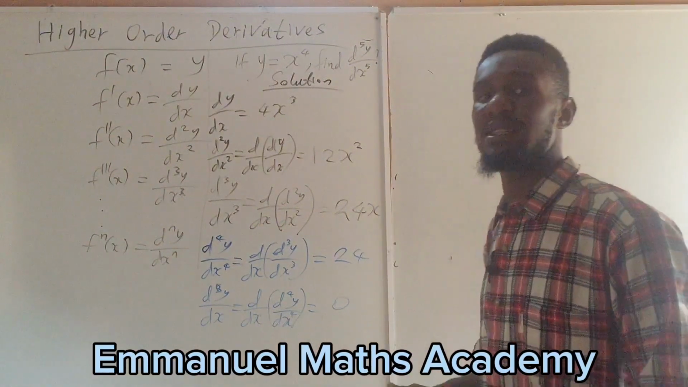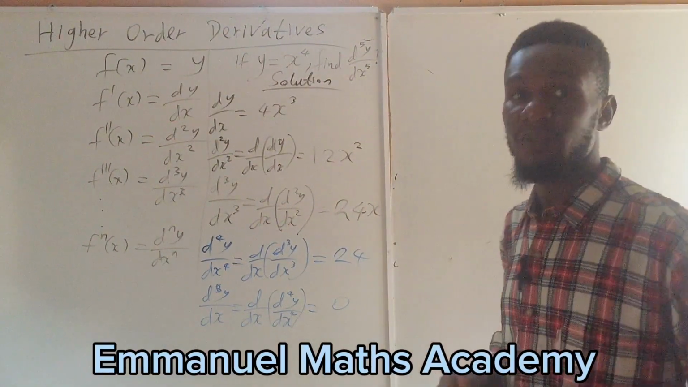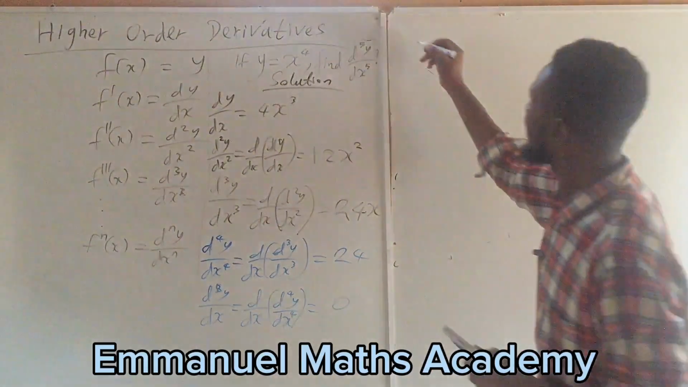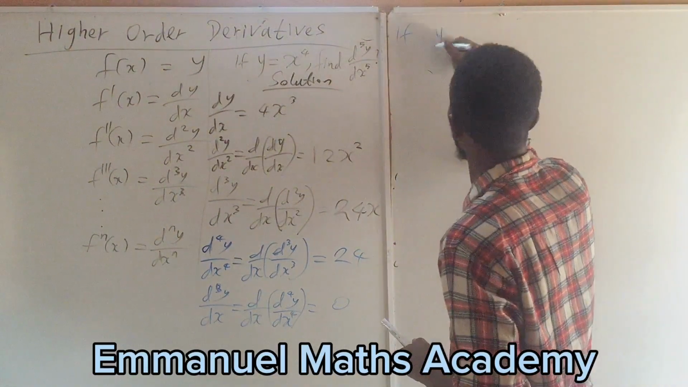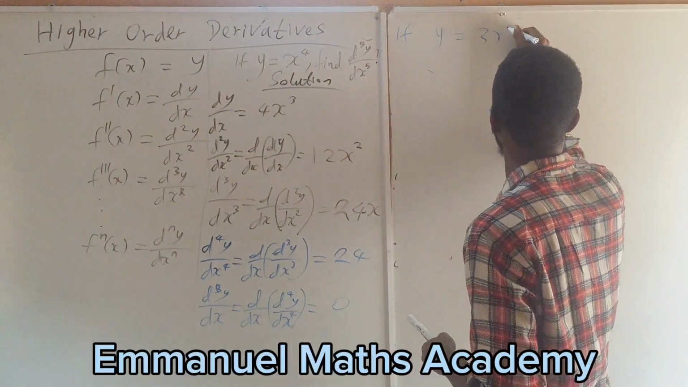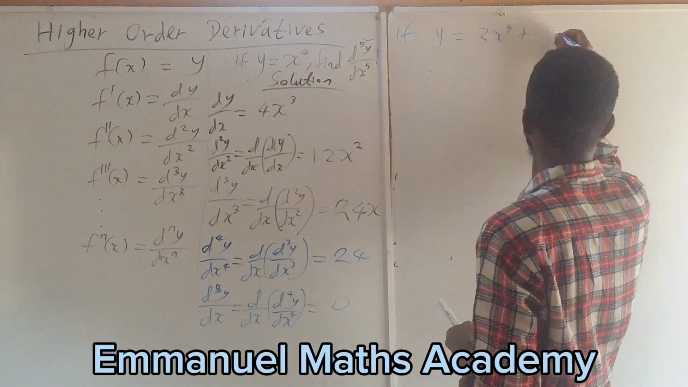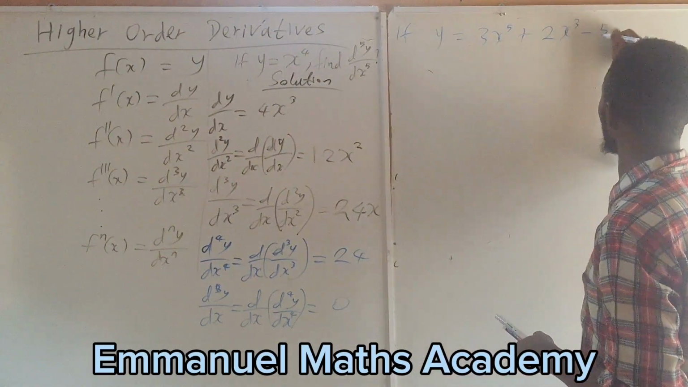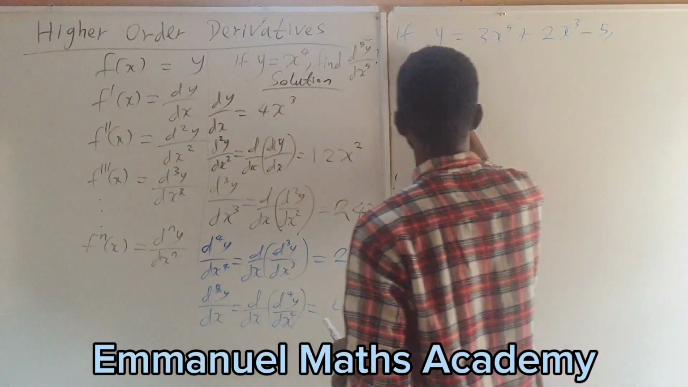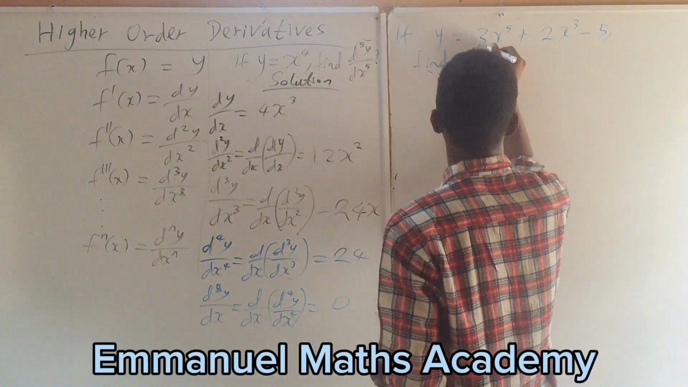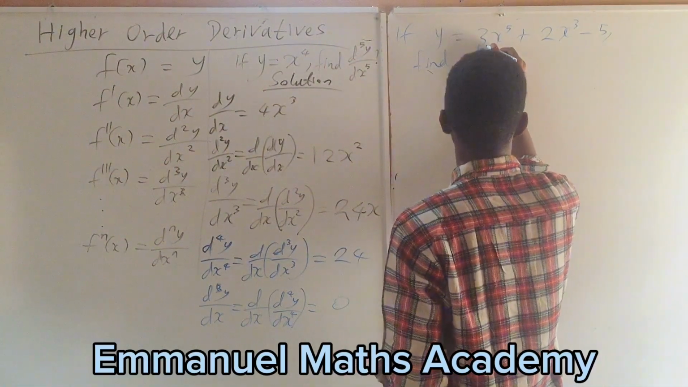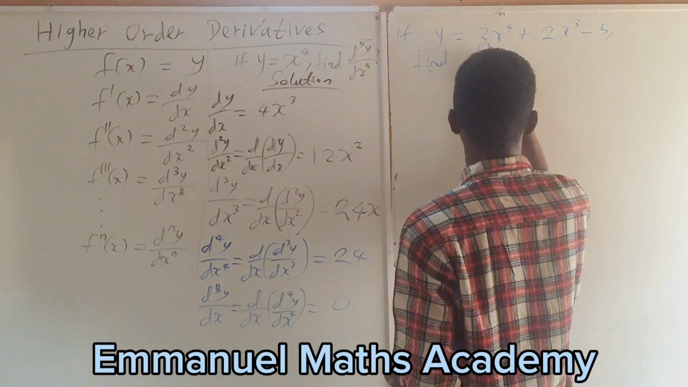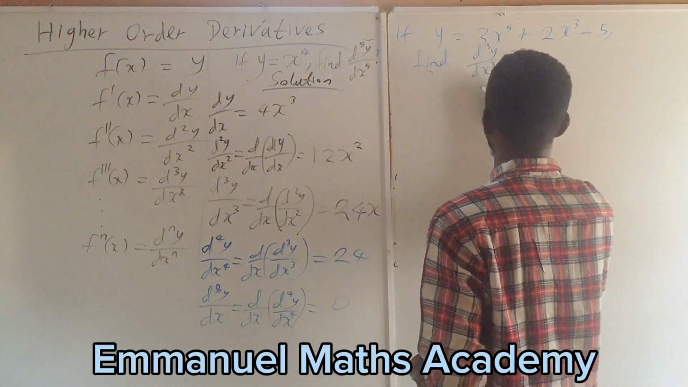Differentiating multiple times, more than one time, right? So now another example. If you are given y is equal to 3x power 5 plus 2x power 3 minus 5, find the fourth or maybe the third derivative, right? Solution.